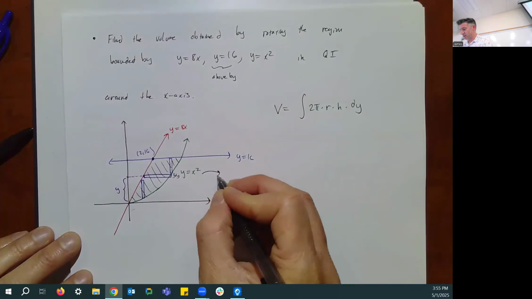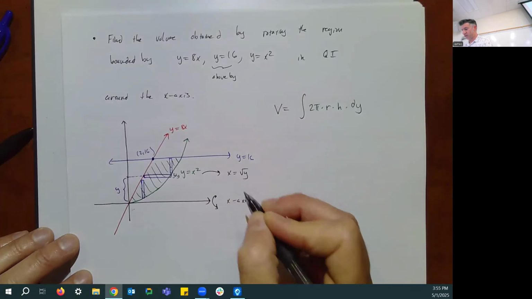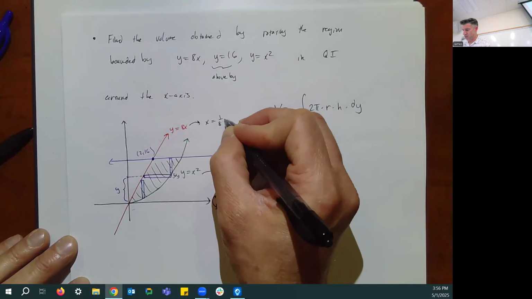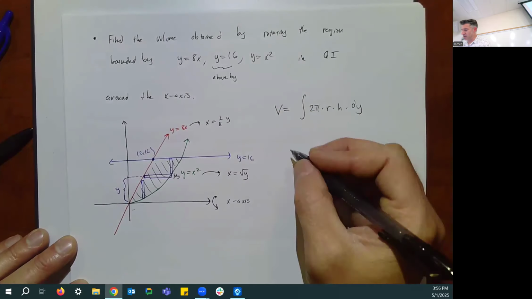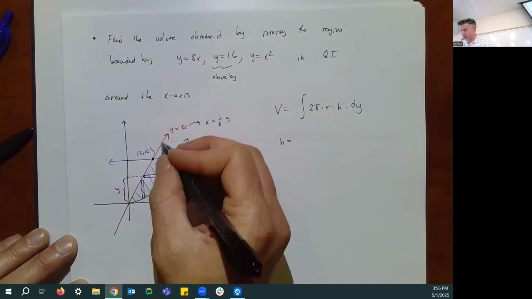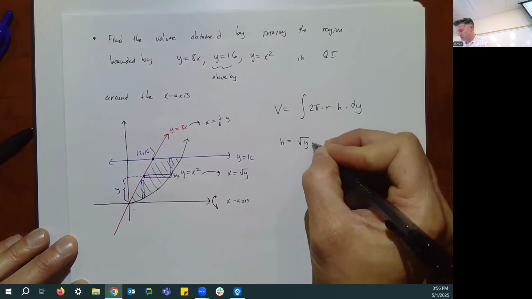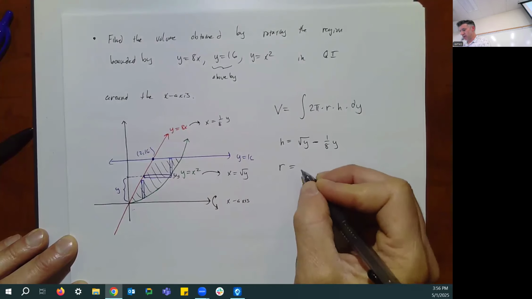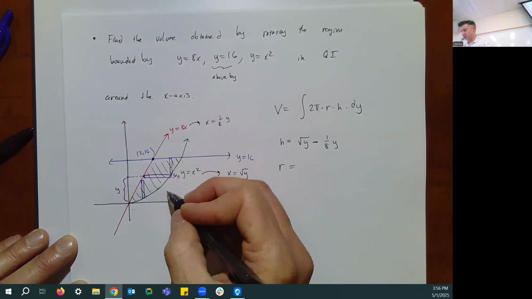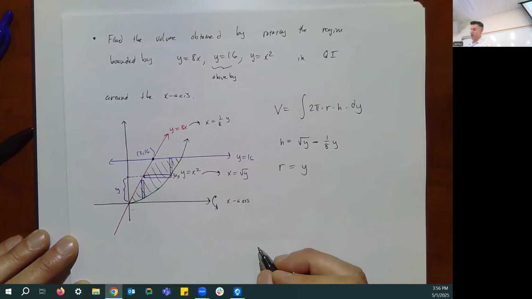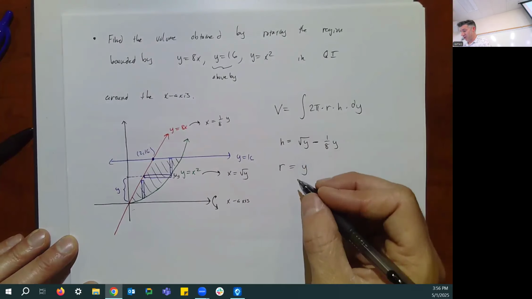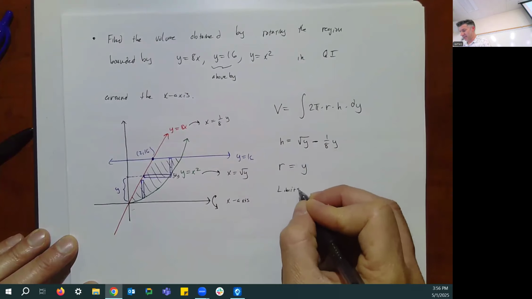But since I'm in terms of y, they better be in terms of y. So y equals x squared becomes x equals root y, the positive root y. And y equals 8x becomes x equals 1/8 y. So my height is right minus left, so it's root y minus 1/8 y. My radius is just how far away this strip is from the axis of rotation, which is just y. And my limits of integration: my strip goes as low as what? As low as 0 to as high as 16.